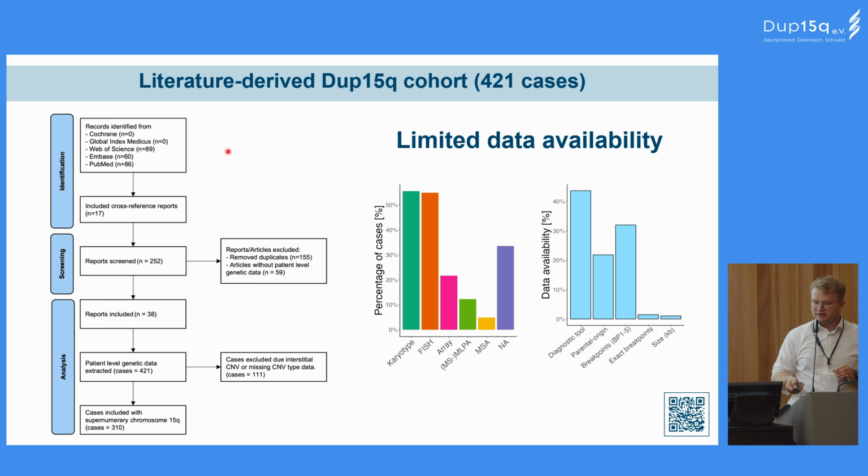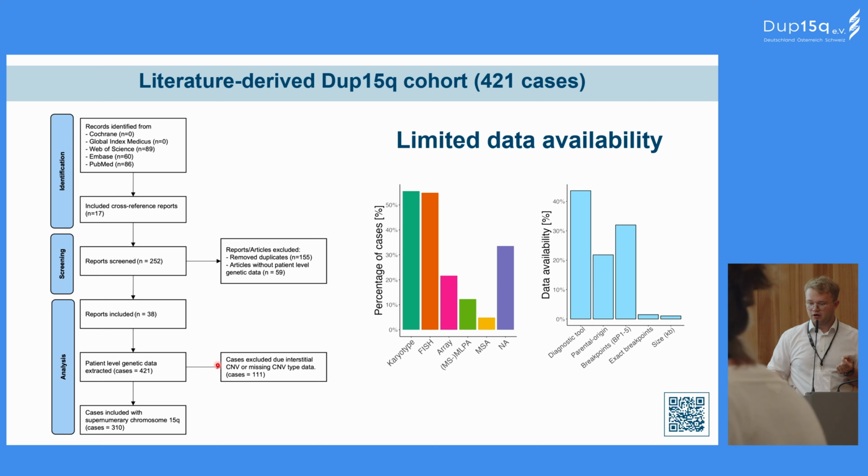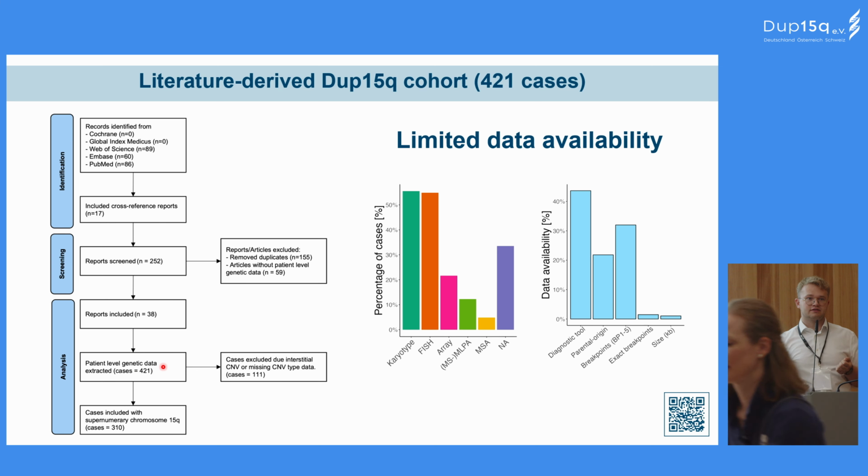We started by reviewing 5 established research databases, and from these databases we excluded all publications without any patient-level genotype data, and this patient-level genotype data was then extracted. With that we were able to collect all published cases with individual-level genotype data, which is about 421 cases.